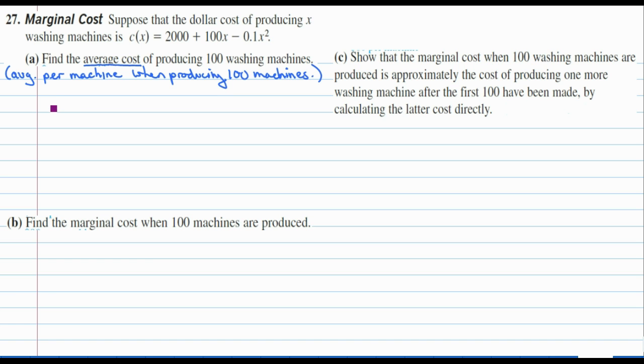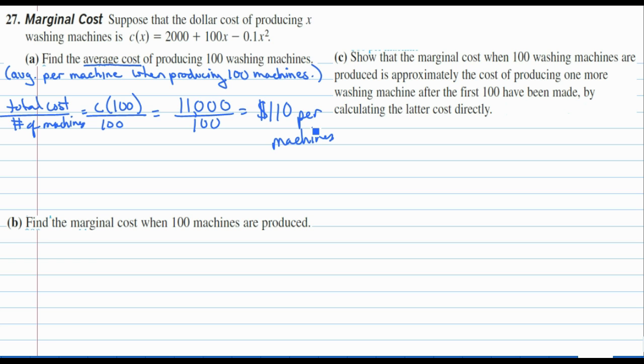So that means we're going to take the cost of producing 100 machines and we're going to divide it by that 100 machines. In other words, that's the total cost divided by the number of machines, which means the average cost is about $110 per machine. Part B, find the marginal cost when 100 machines are produced. Okay, marginal implies derivative, so let's take the derivative of C.